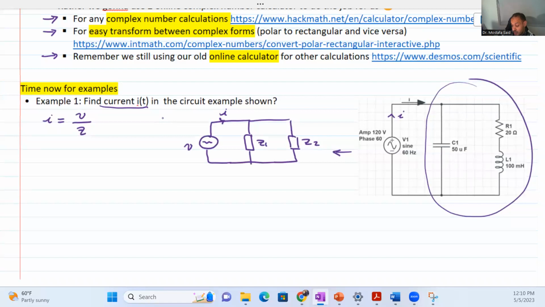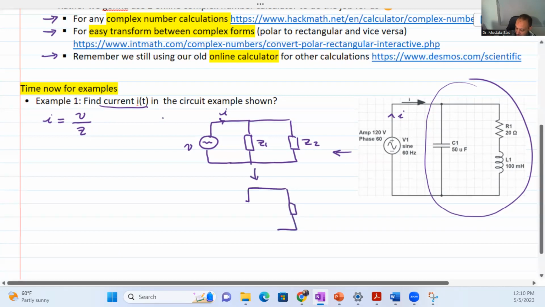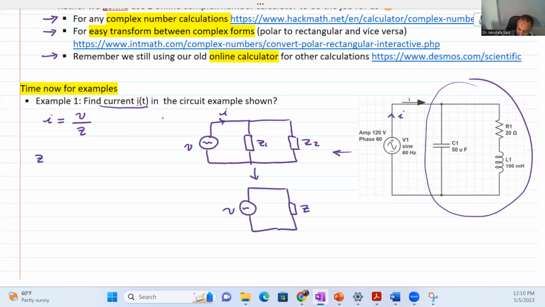Good. Now, these are two impedances in parallel, and what we do with DC can be done also in AC here. So we can simplify Z1 and Z2 into just one impedance. Let's call it Z, and this will be the parallel combination of Z1 and Z2. So this can be reduced further to such a circuit: one source called V, an AC source, and an impedance called Z. And what is Z? Z is equal to Z1 parallel with Z2.